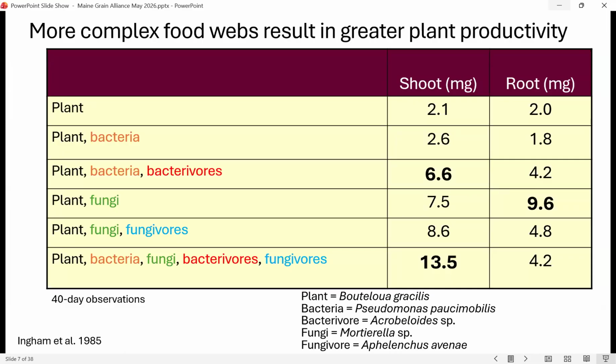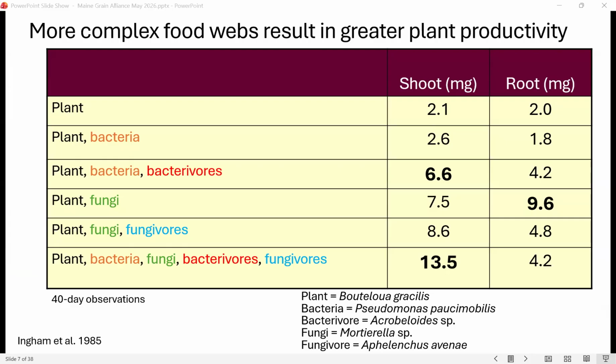And plant productivity is usually greatest when we have the most complex food webs. And here's an illustration of that. This is actually on a grassland system, a forage system, but they manipulated the complexity of these different food webs. And on the right two columns these are milligrams, or a weight amount, of carbon that we see as they would weigh the shoot or the root, and that's a measure of productivity.